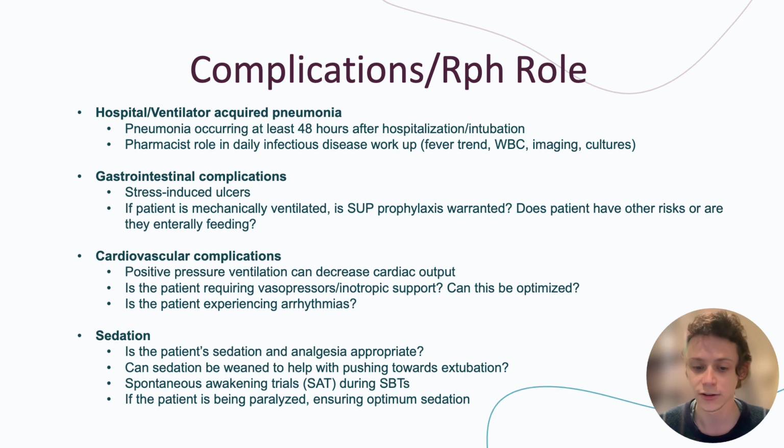Last, we have cardiovascular complications or compromise. So positive pressure ventilation can decrease cardiac output. If you remember back when I was going over the parameters when I mentioned PEEP, at high PEEPs, the cardiothoracic pressures are high, which can reduce cardiac output. So some of the questions you can ask yourself when looking at these patients is, is this patient requiring pressors or inotropic support? Can this support be optimized? Are they experiencing arrhythmias from this support? These are just questions that you can ask yourself when looking at the patients.